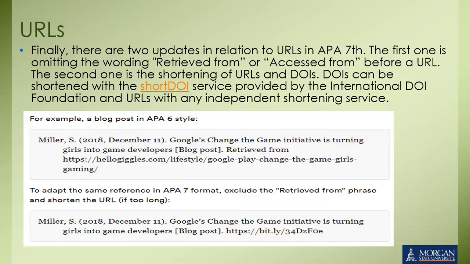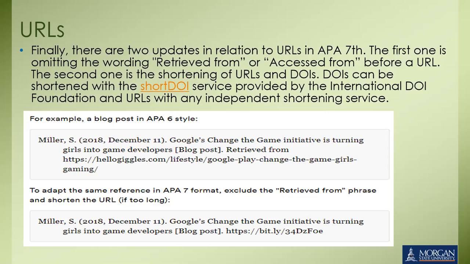URLs. Finally, there are 2 updates in relation to URLs in APA 7th edition. The first one is omitting the wording "retrieved from" or "accessed from" before the URL. The second one is the shortening of URLs and DOIs. DOIs can be shortened with the short DOI service provided by the International DOI Foundation, and URLs with any independent shortening service. Once again, at the end of this presentation, you will see the link for this website.